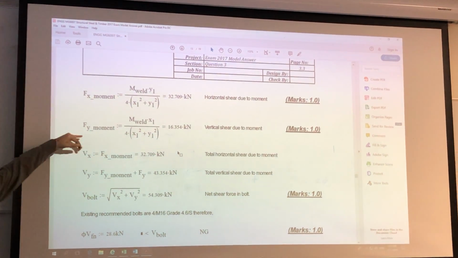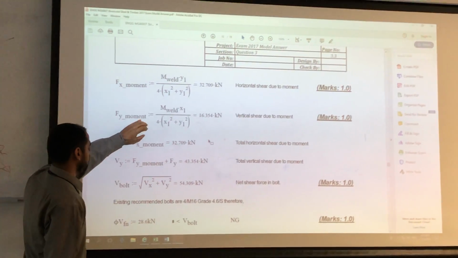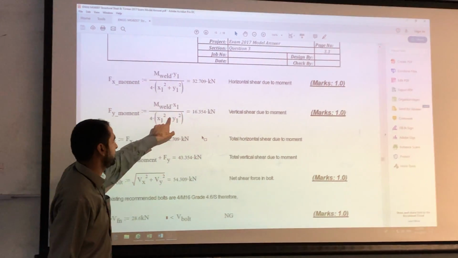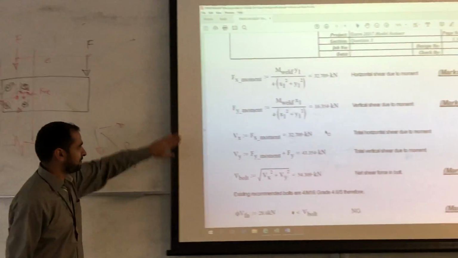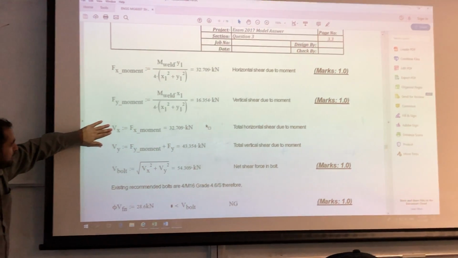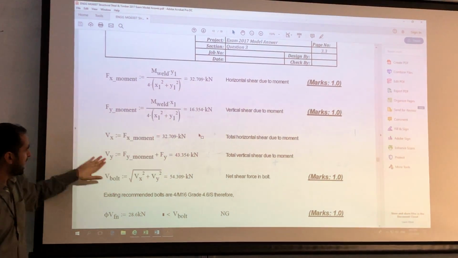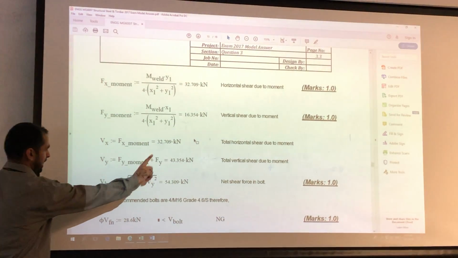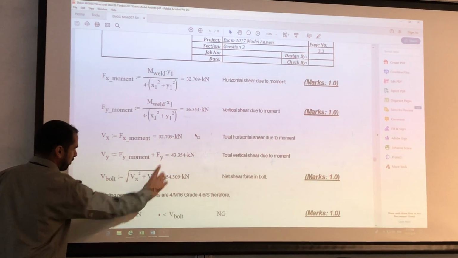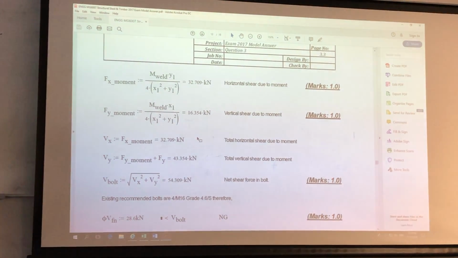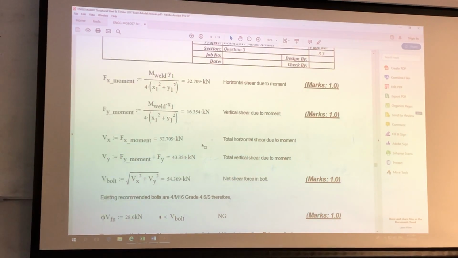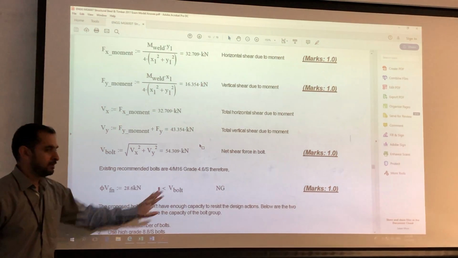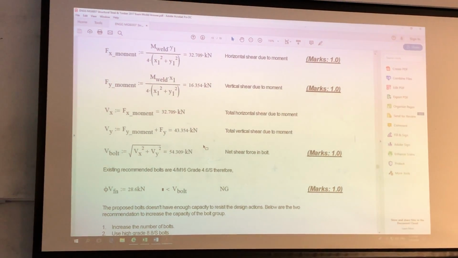So the rest of the formula is given to you. For the y it will be x, and for the x it will be y. That one there is the same. So the first one is the Fy, then Vx is equal to Fx, and Vy is equal to Fy plus the part due to moment, that's the normal, and then the resultant. So once I found the resultant, with the bolt sizes given, it's less than the demand, so that means it's not good.